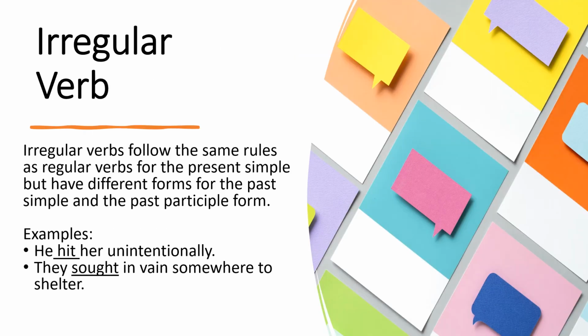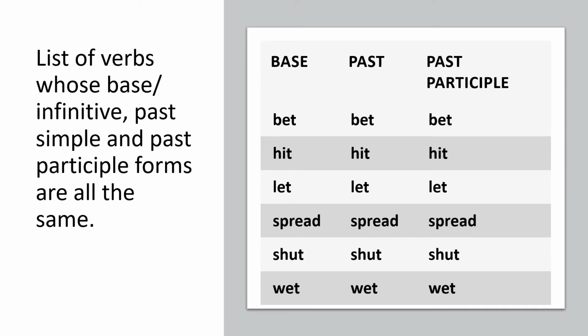Irregular verb. Irregular verbs follow the same rules as regular verbs for the present simple, but have different forms for the past simple and past participle form. Examples: he hit her unintentionally. They sought in vain somewhere to shelter. List of verbs whose base infinitive, past simple and past participle forms are all the same. For example, bet, hit, let, spread, shut, wet.